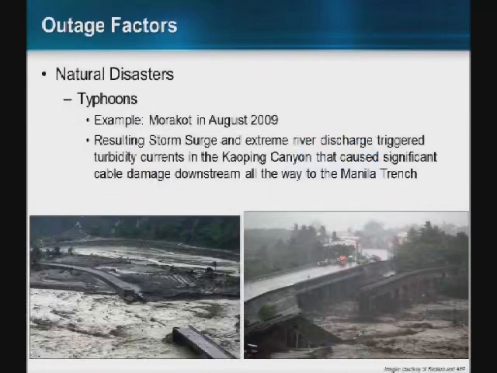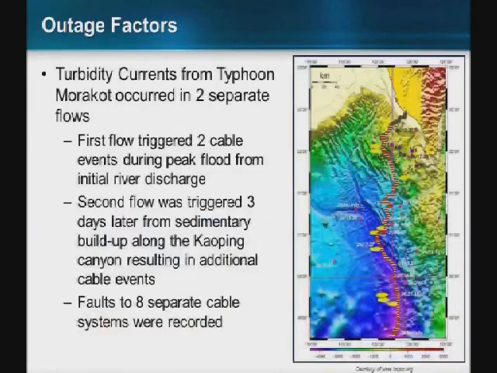Aside from undersea earthquakes, typhoons, as was evident from Typhoon Morakot in August 2009, basically the torrential downpour and resulting storm surge caused a significant amount of debris to wash offshore and triggered a turbidity current in the Calpine Canyon.